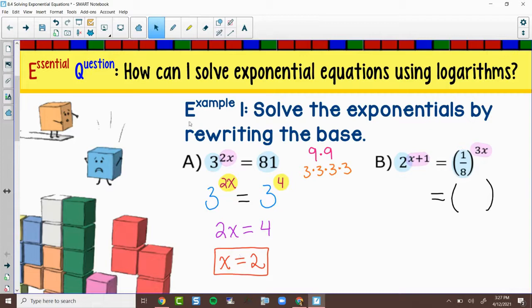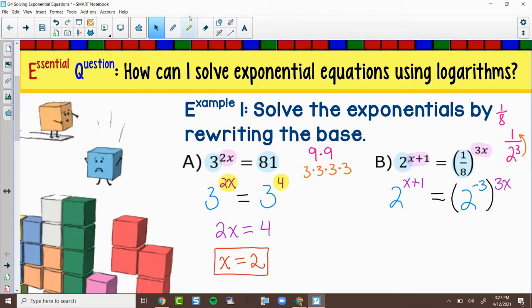Let's take a look at B. This one's a little trickier. I still see 2 to the x plus 1, so I'm going to go ahead and leave that like it is. Now, 1 over 8 is a little more complicated, but the good news is I do know that 1 over 8 can be the same as 1 over 2 cubed. Now, what exponent helps me bring it to the top? 2 to the negative 3, and I still have a 3x that hasn't done anything.